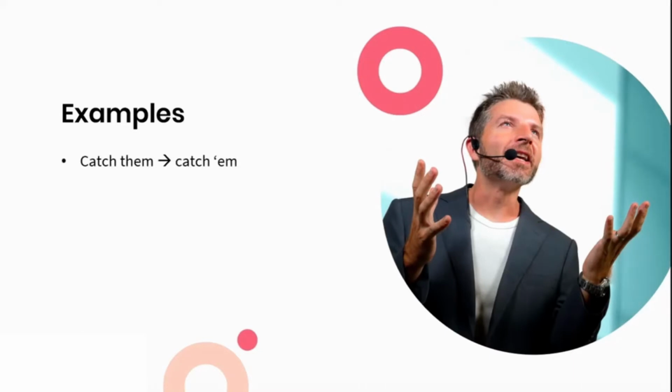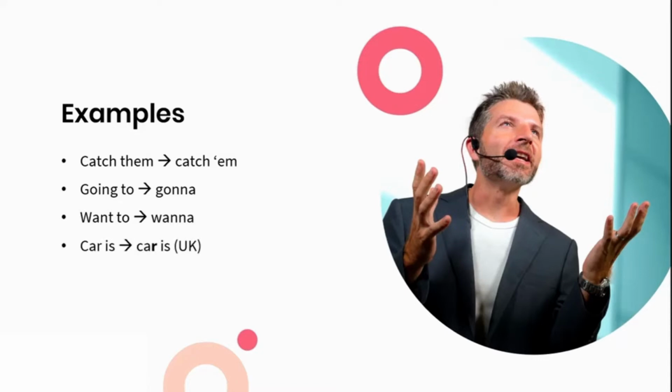When people speak at a normal pace, "catch them" turns to "catch 'em." "Going to" turns to "gonna." "Want to" turns to "wanna." Sometimes we even insert sounds. For example, "car is" turns to "car-r is." The R sound is inserted. Now, of course, this is only relevant for UK-based accents where the R sound isn't pronounced at the end of a word, like "car."